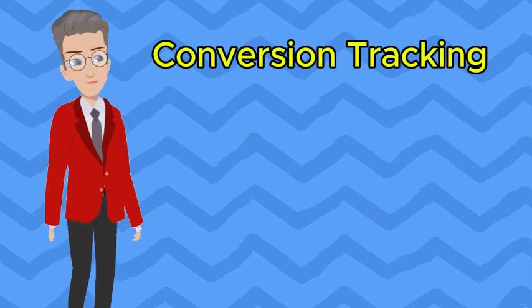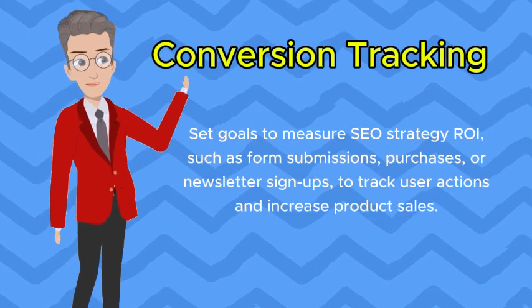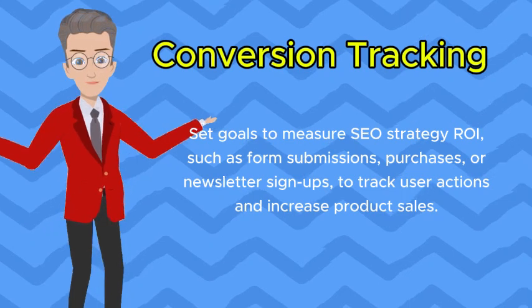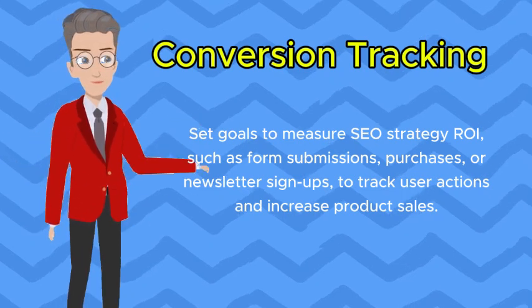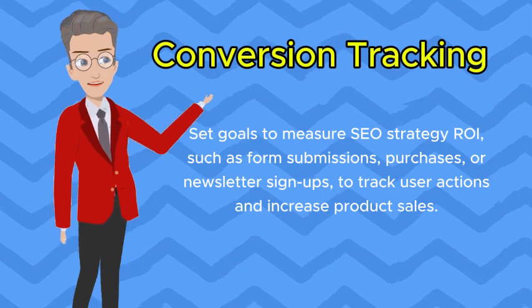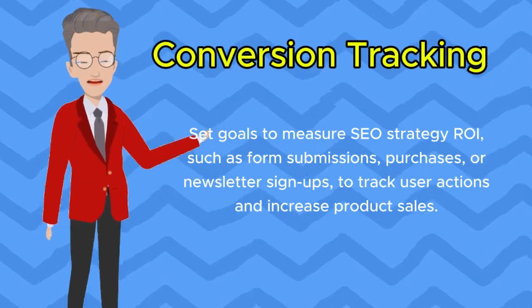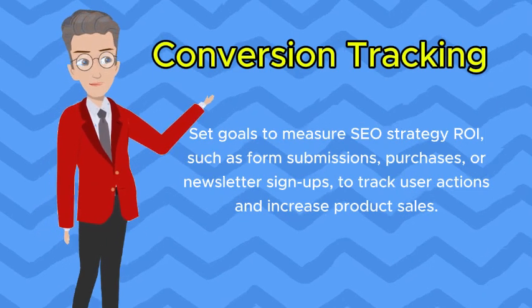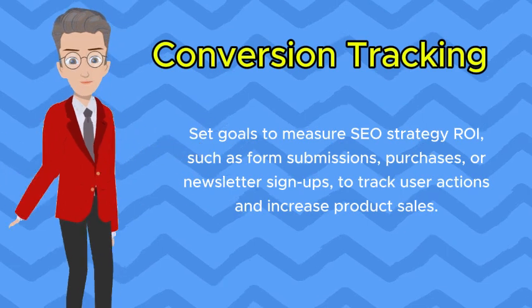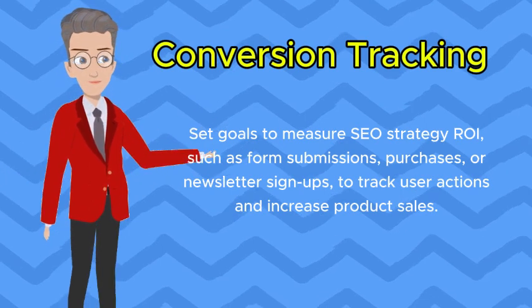Conversion tracking. Set up goals to measure actions like form submissions, purchases, or newsletter signups. This helps you evaluate the ROI of your SEO strategy. Example, if your goal is to increase product sales, you can track how many users who landed on your site via organic search completed a purchase.